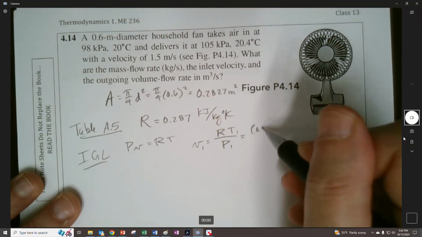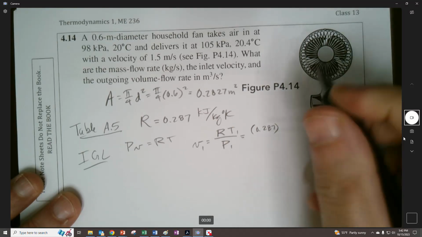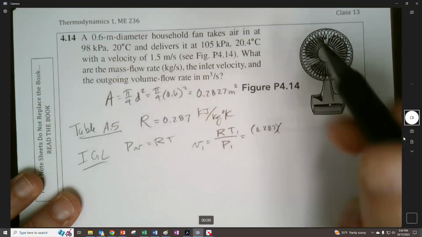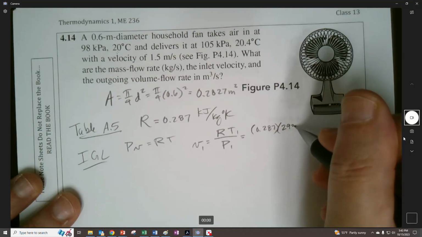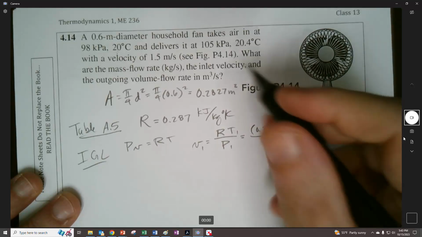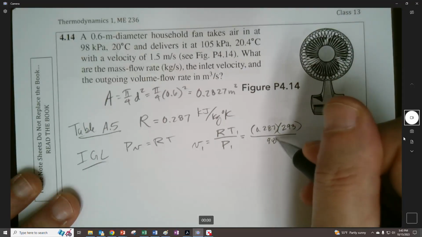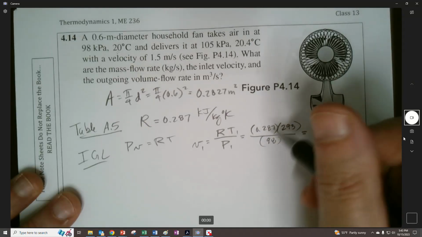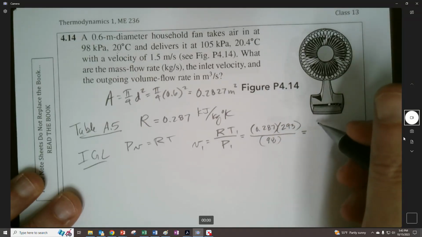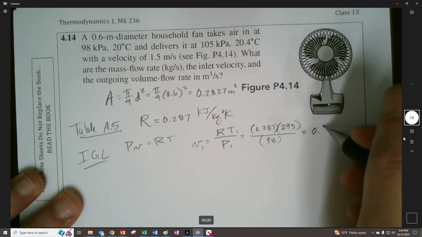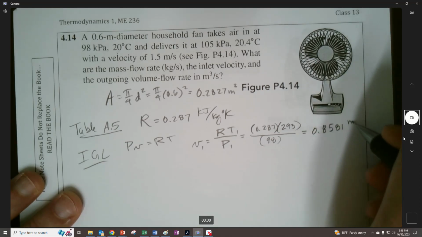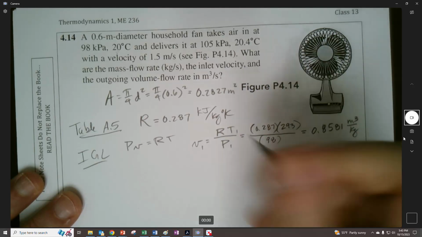or 0.287 times 293, and divided by the 98 kPa. See, I didn't multiply that by 1,000 and that by 1,000 this time. I can be flexible sometimes. I don't know, maybe it's a bad thing to give it up at this point. 0.8581 cubic meters per kilogram.